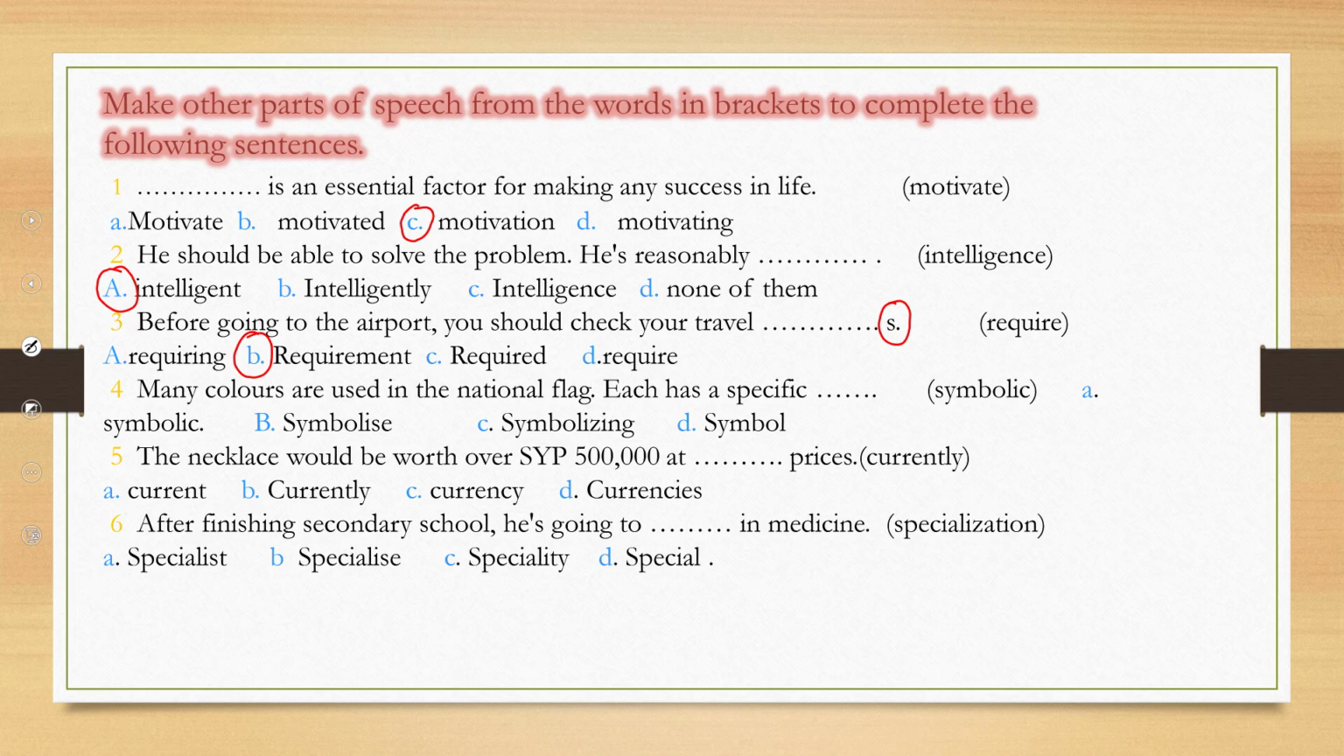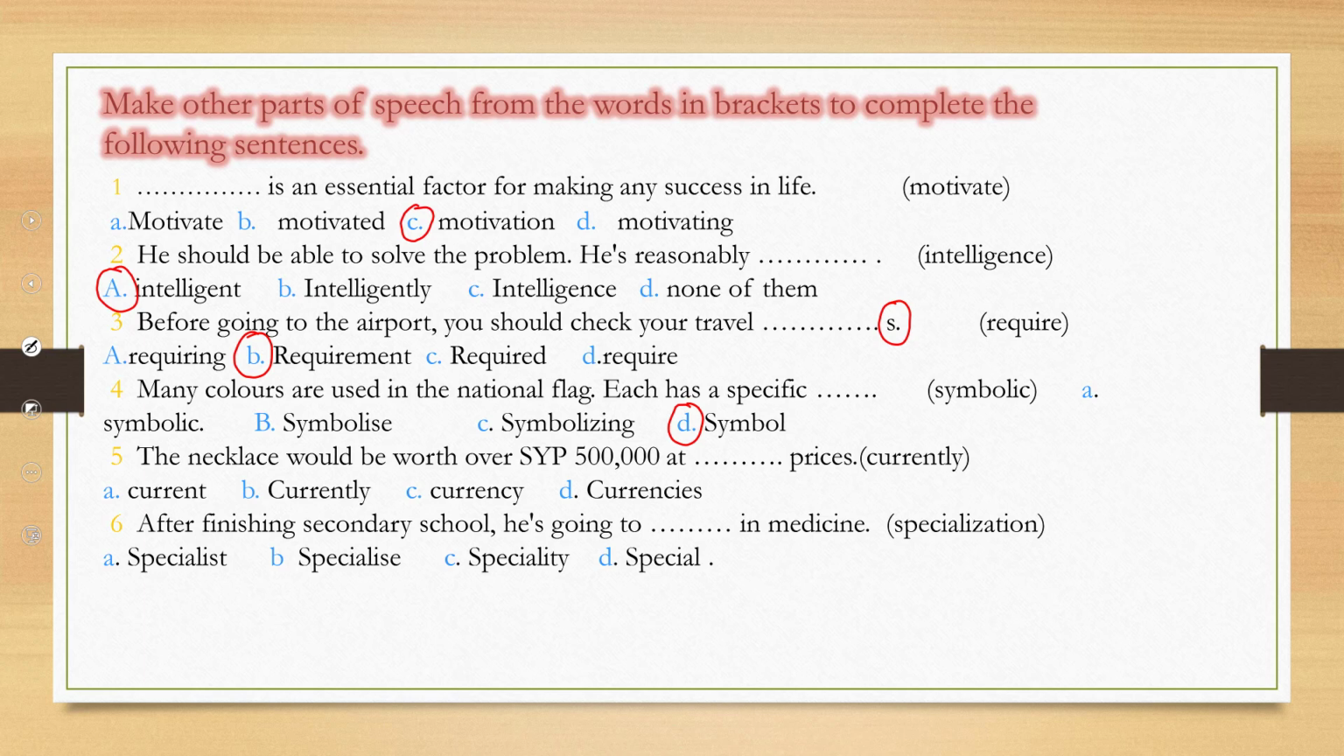Number 4, many colors are used in the national flag. Each has a specific. Specific here is an adjective. What word should I use here? Symbolic, symbolize, symbolizing, or symbol? Mostly adjectives are followed by nouns, so it's a specific symbol. Many colors are used in the national flag. Each has a specific symbol.